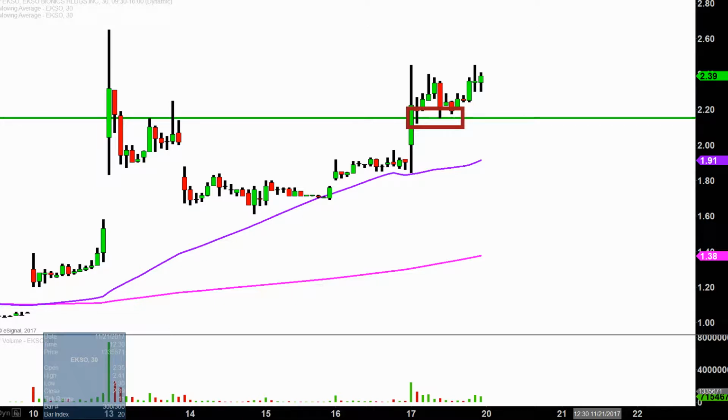Now, in the event 2.15 cannot hold, then that is where our overall trend indicator comes into play. And that trend indicator is otherwise known as the very famous 50-period simple moving average, which on my chart here is denoted by the purple line. If you go back in the recent history, you can see that every time the price has gotten right around that area, it has bounced beautifully from it.